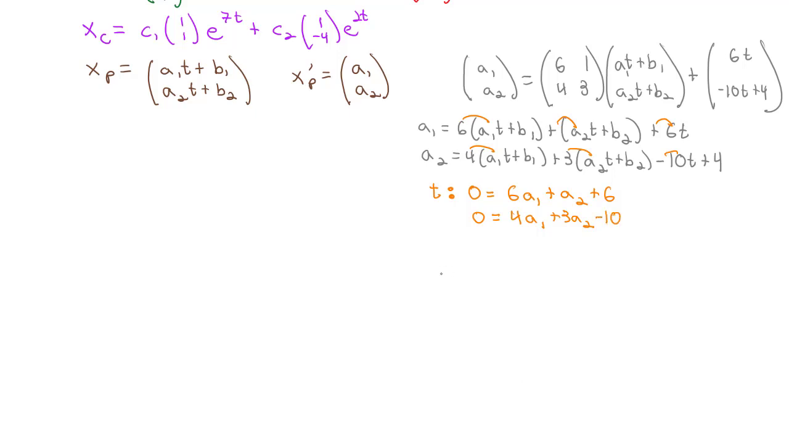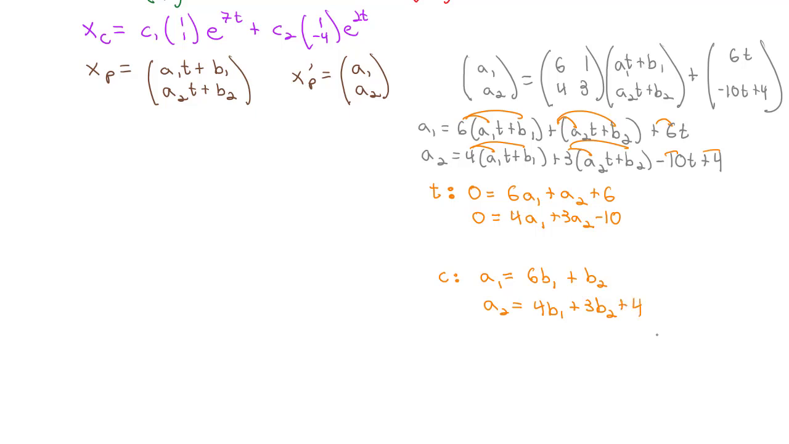We also are going to have a system of equations for the constants. I'm looking at the constants. The first equation is a1 equals 6b1 plus b2 plus 0, and then a2 is equal to 4b1 plus 3b2 plus a constant of 4.